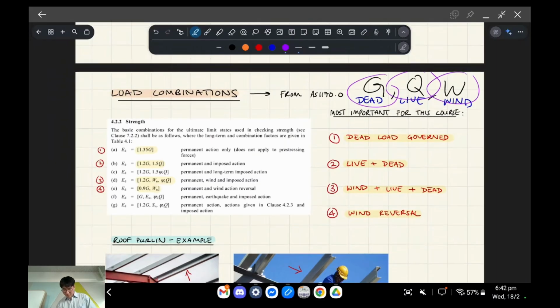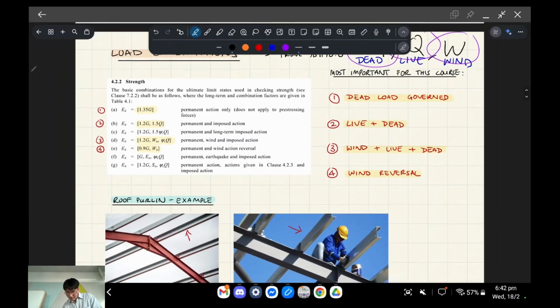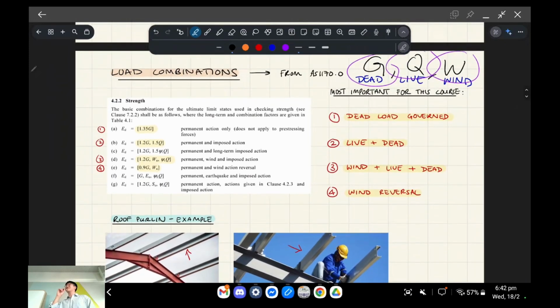Okay. So, actually, wait, sorry. Can someone turn on the fan? I actually really want to. Oh, no.